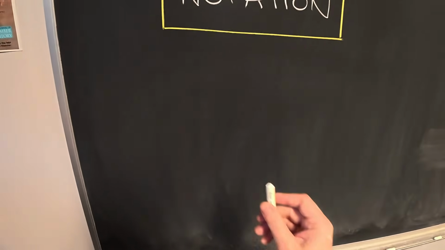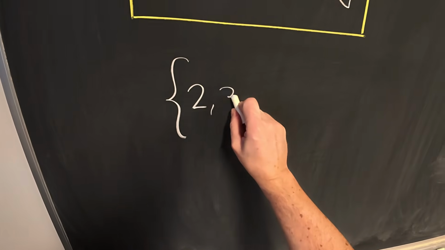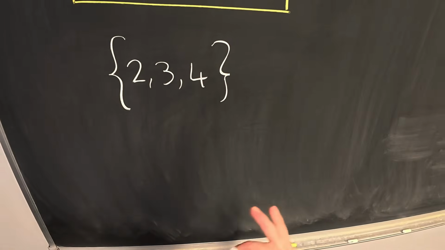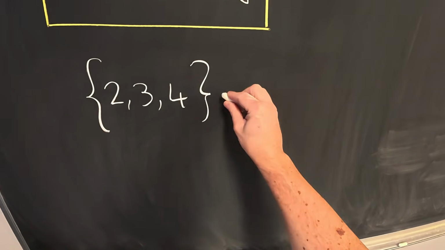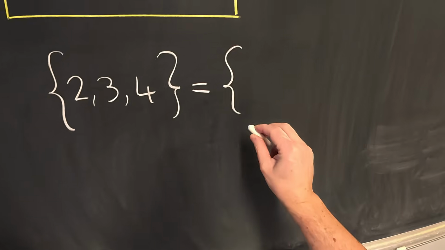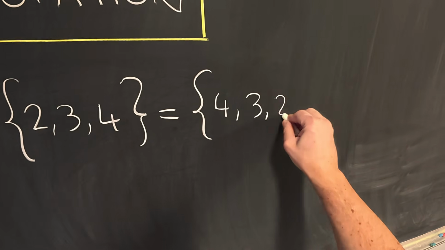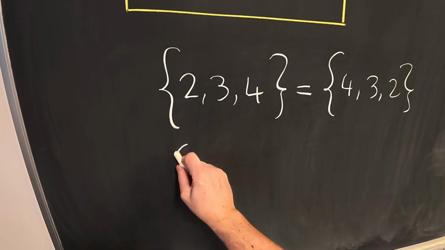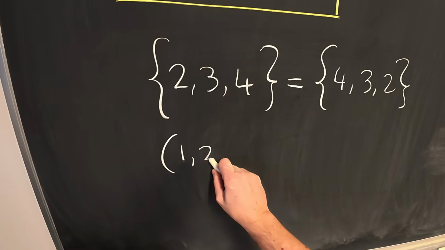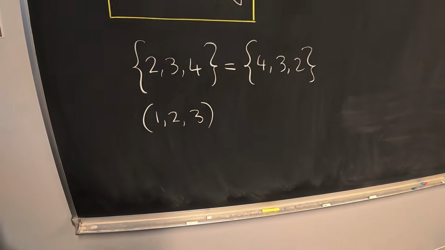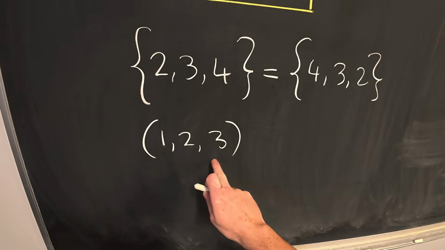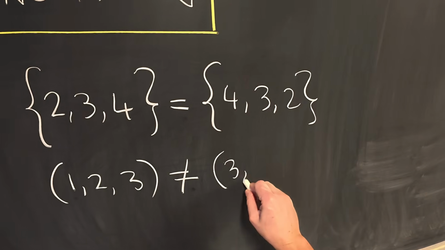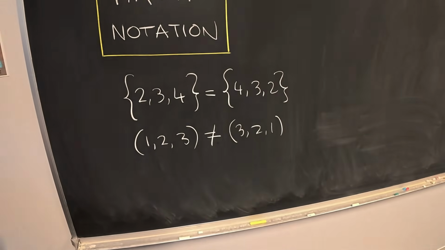Let's start with sets. So for example, the set {2, 3, 4} is the set with the elements just 2, 3, and 4. And those are unordered sets. So this is equal to the set with the elements 4, 3, 2. If you instead want some ordered list, then typically round parentheses means that that is an ordered list, and this is the first element of the list, second and third element of the list. So this would not be equal to (3, 2, 1), where the order matters.